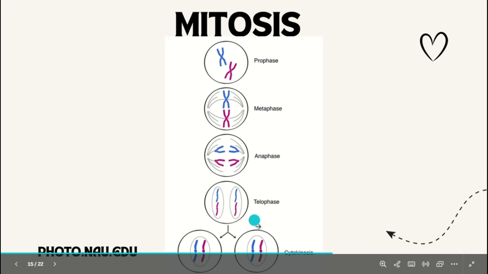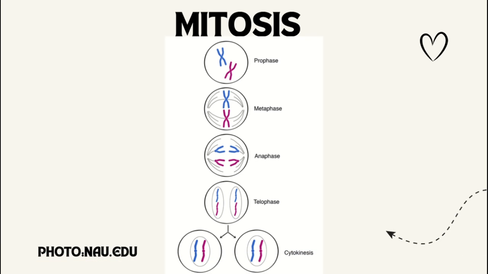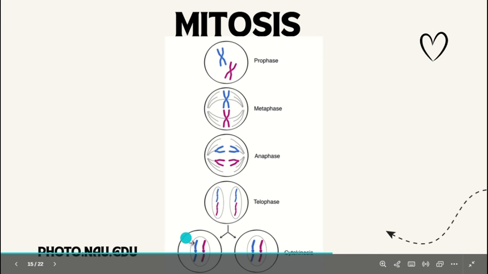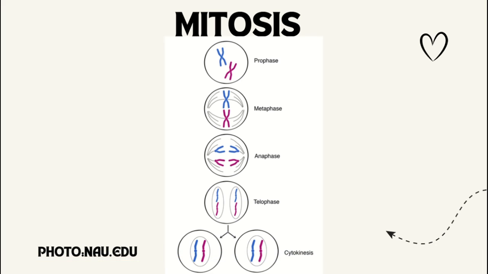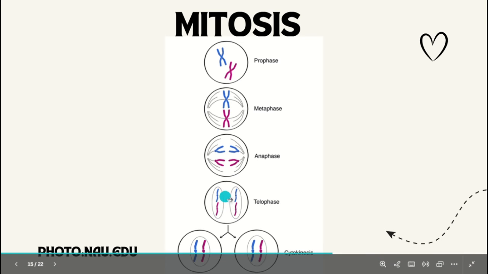And then cytokinesis is what is going to split them into two. So these two are going to become the daughter cells. The goal behind the entire mitosis is to produce two daughter cells at the end of the day. And as you can see, we end up with equal amounts in each daughter cell. So that is the goal of it.